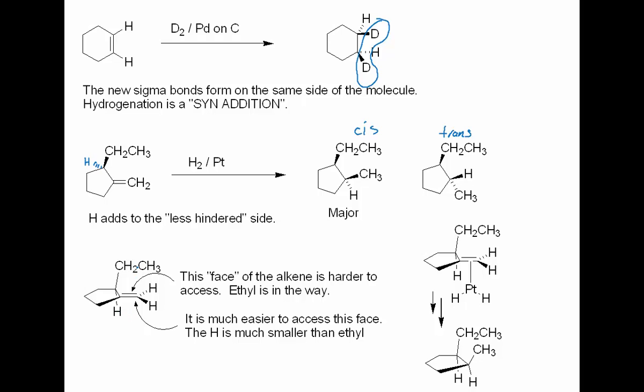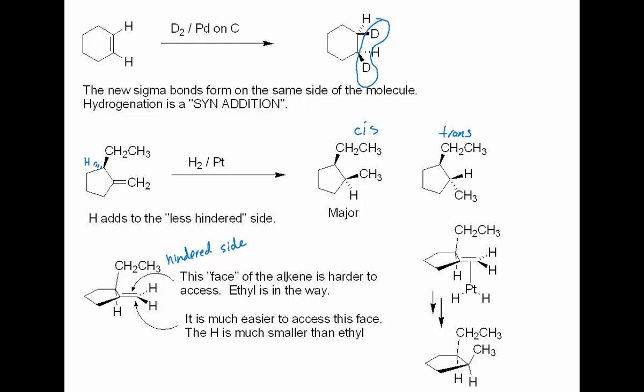An ethyl is much larger than a hydrogen, so we say that this face is harder to access. We'll call it the hindered side. If any reagent approaches from this direction, it has to get by the ethyl group. If it comes from this side, however, it's much easier.